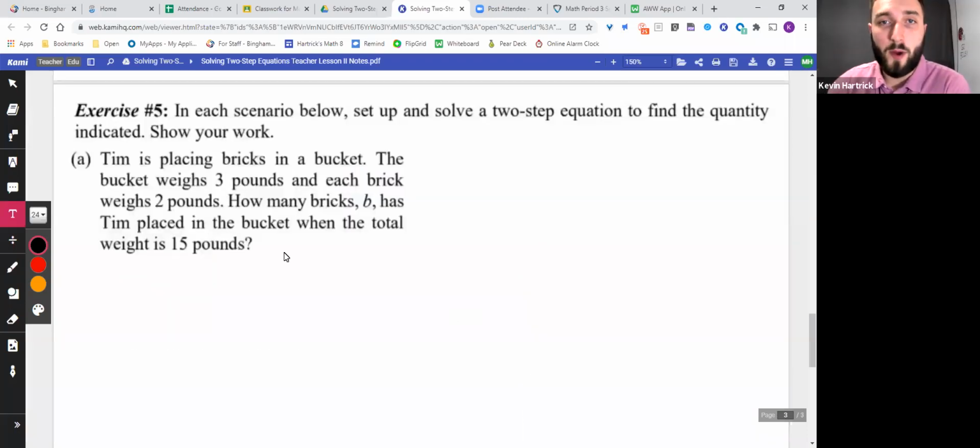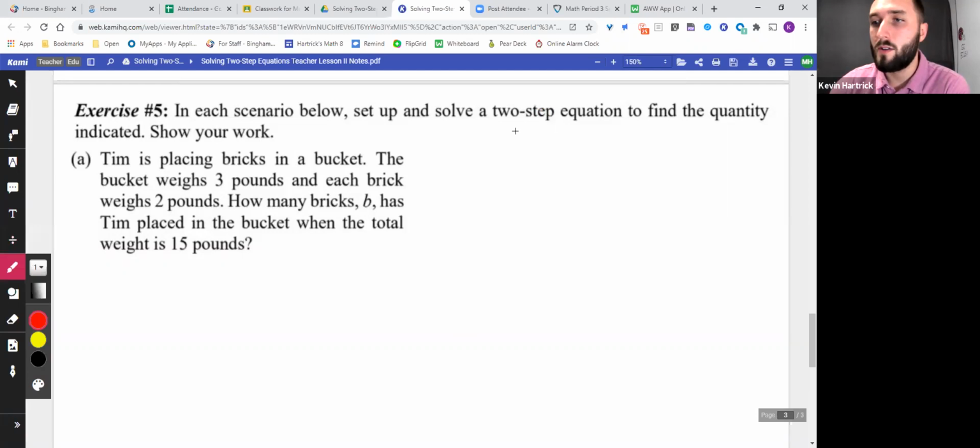Okay, let's look at another practice problem here. We got exercise 5. So in each scenario below, set up and solve a two-step equation to find the quantity indicated and then show your work. So we need to set up an equation and then solve it.